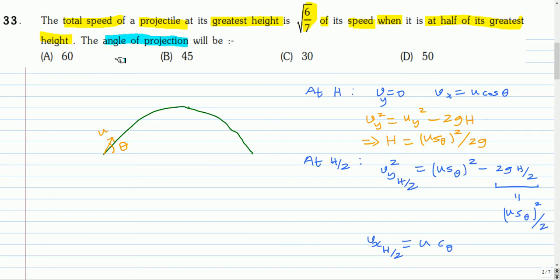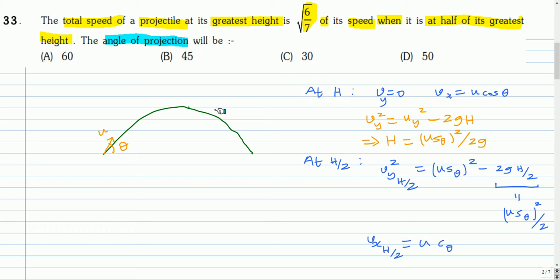This is the next question. The speed of a projectile at its greatest height is square root of 6 by 7 times its speed when the particle is at half its greatest height. So at the highest point the speed is less than the speed at h by 2 by a factor root 6 by 7. The angle of projection will be.